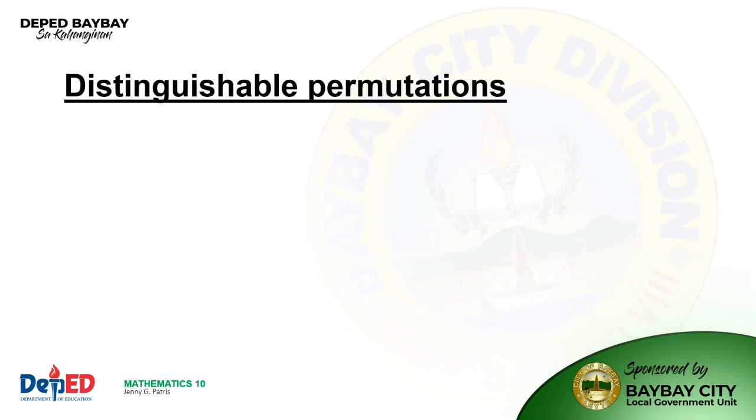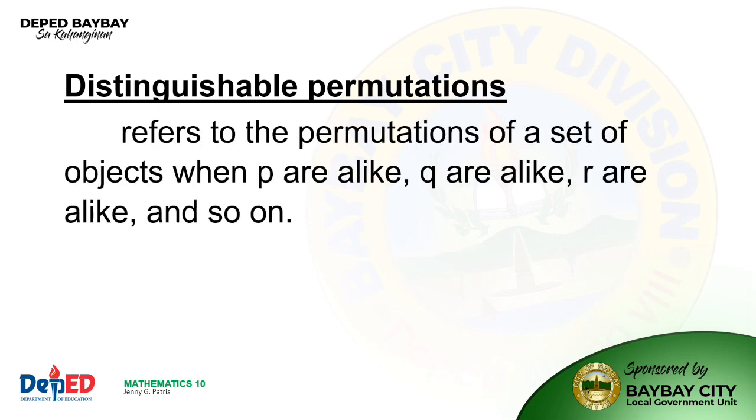The second to the last term is the distinguishable permutations. It refers to the permutations of a set of objects when P are alike, Q are alike, R are alike, and so on. It is given by the formula P is equal to n factorial divided by P factorial times Q factorial times R factorial times the other factorials if they still exist.